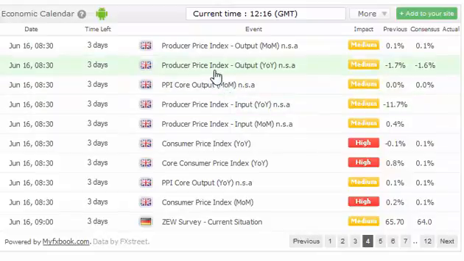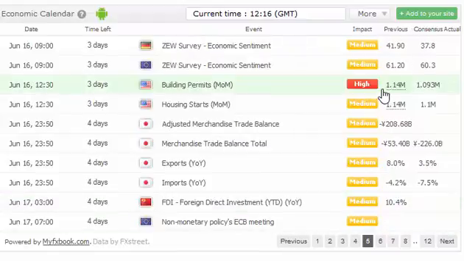PPI out of Britain on Tuesday as well, CPI, etc. So that is a pound and FTSE moving event on the Tuesday session, a little later in the day. And as we get into the U.S., there's not a lot. Housing starts, probably not a mover.